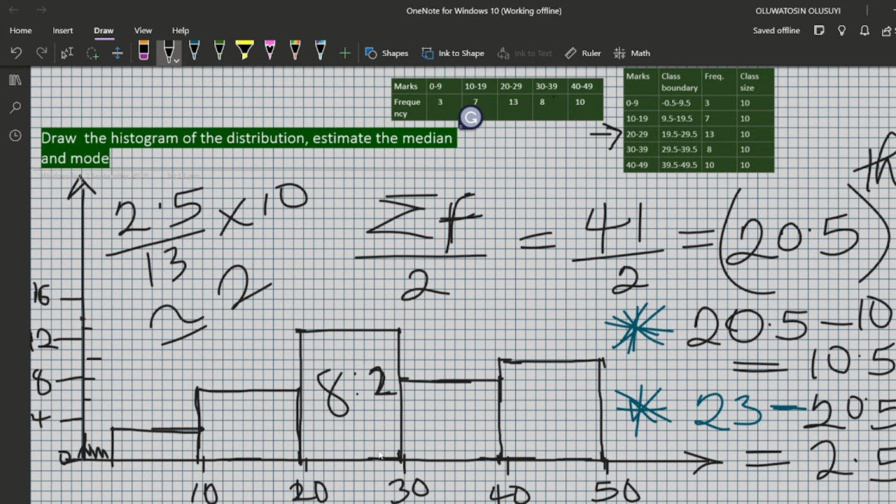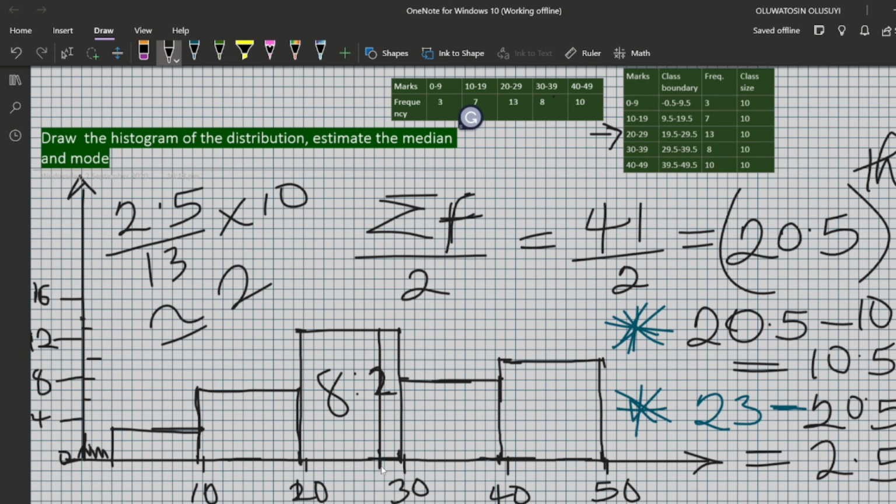I'll come to this middle. This is the middle I need. So I've successfully partitioned it. Let me just draw a straight line down. So I've divided it, and this point is our median.